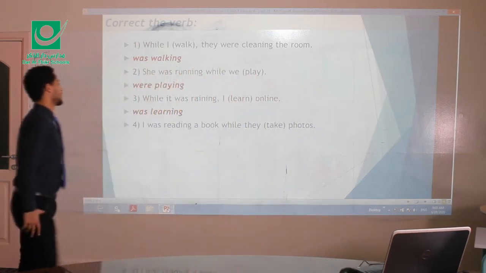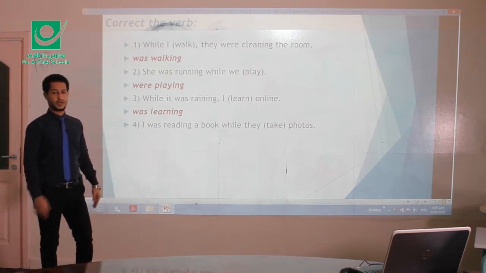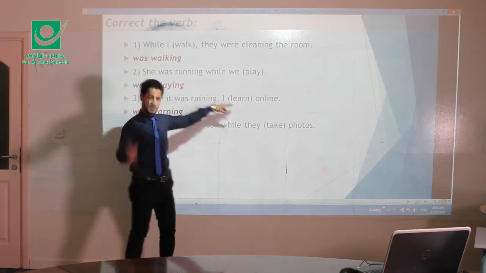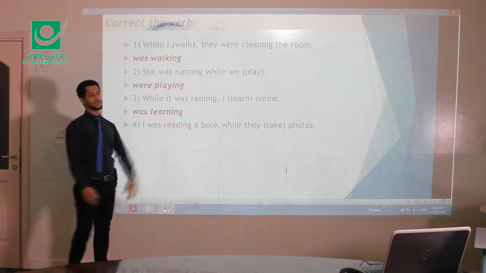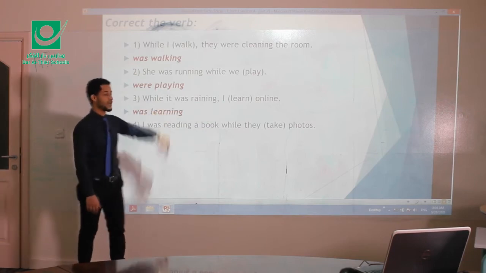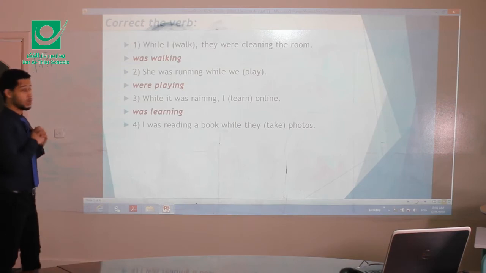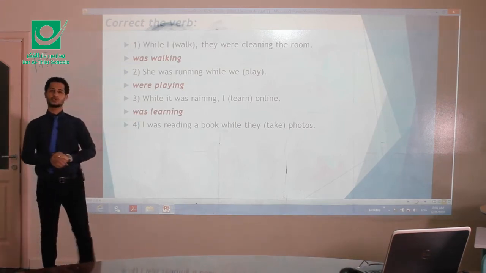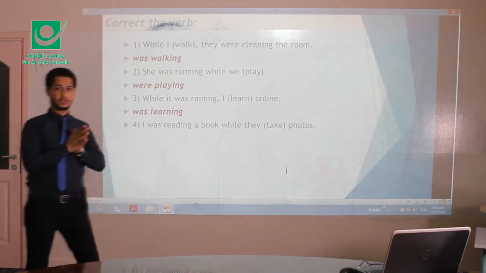Okay, while it was raining, I was learning online. Okay, while, so past continuous, and the second sentence past continuous. Learn will be was learning. Why was? Because I have I. So was, and then we add ing to the verb. Learn will be learning. I was learning. If you forget to write was, you will lose marks. You have to say was or were, and then you add ing to the verb.